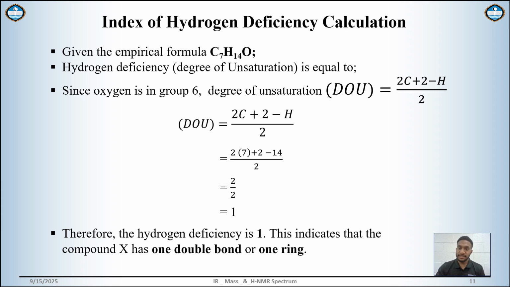C represents the number of carbons and H represents the number of hydrogens in the empirical formula. When we substitute C and H into the formula, we get 1 as the degree of unsaturation. Therefore, the degree of hydrogen deficiency is 1. This indicates that compound X has one double bond or one ring.